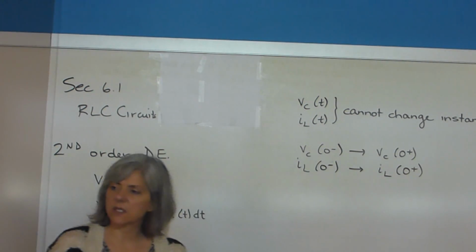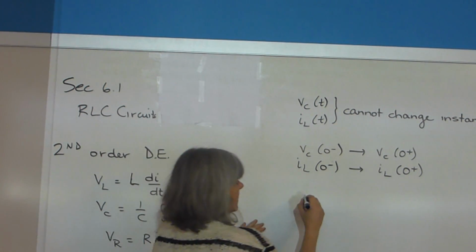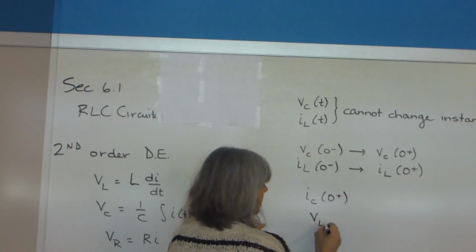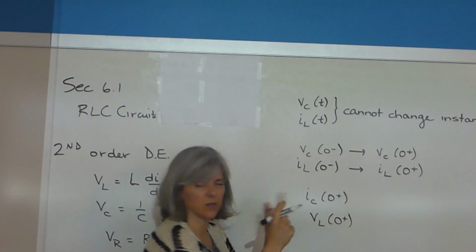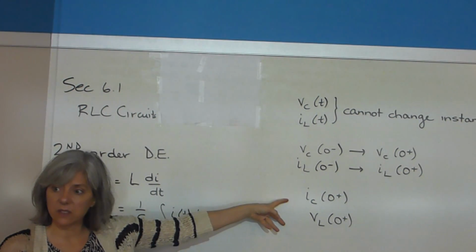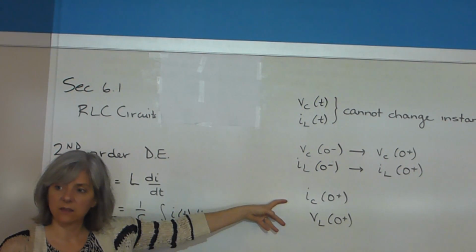But it turns out, based on the equations, we're also going to need to know either I sub C at 0 plus or V sub L at 0 plus, depending on which type of circuit we have. But these can change instantly. So I can't use my initial condition circuit to find that.